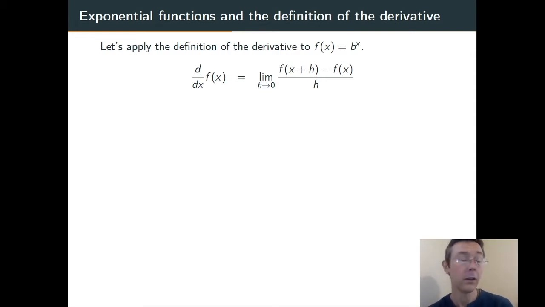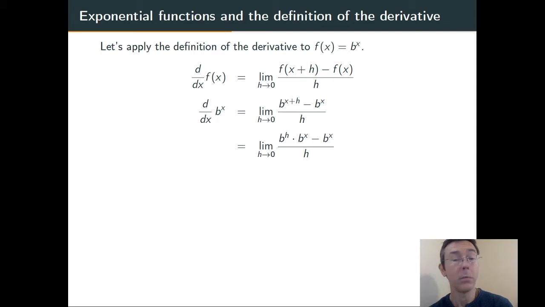So there it is. The limit as h goes to 0, f of x plus h minus f of x over h. I apply that to the function b to the x, plug in x plus h and plug in x. Then I have an exponent law I can use. b to the x plus h is b to the x times b to the h. I see a common factor there of b to the x. Notice it doesn't have any h's, so I'm going to factor it out of the numerator and also factor it out of the limit.